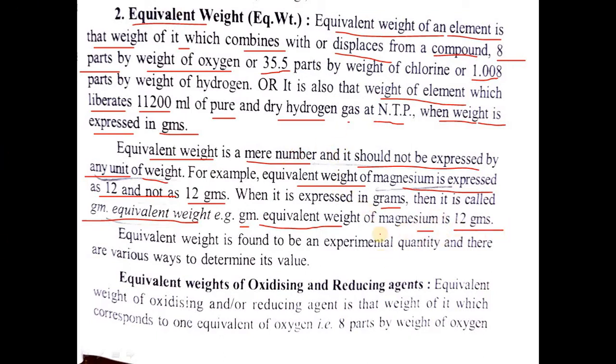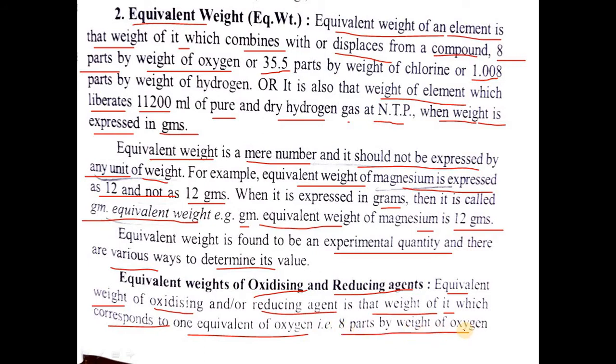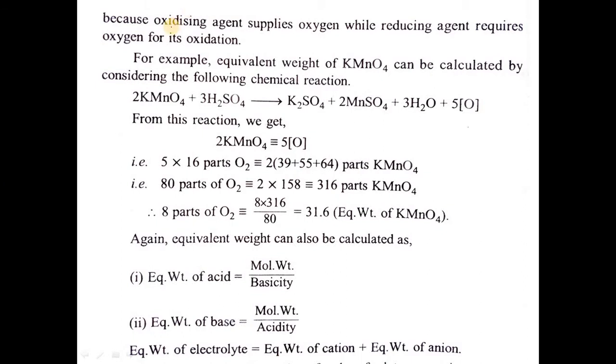Equivalent weight is found to be an experimental quantity, and there are various ways to determine its value. So we will see different ways to calculate equivalent weight. First, the equivalent weight of oxidizing and reducing agents. It is that weight of it which corresponds to one equivalent of oxygen, that is 8 parts by weight of oxygen, because an oxidizing agent supplies oxygen while a reducing agent requires oxygen for its oxidation.